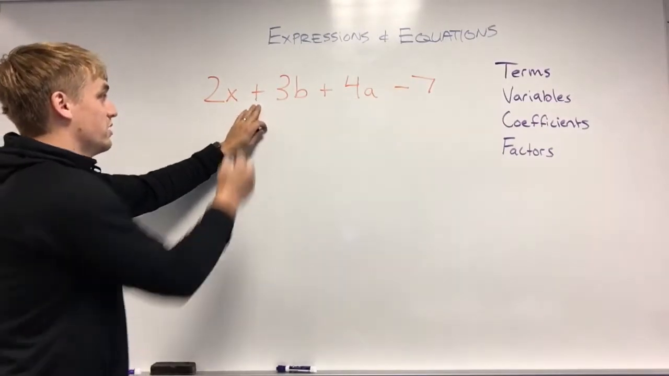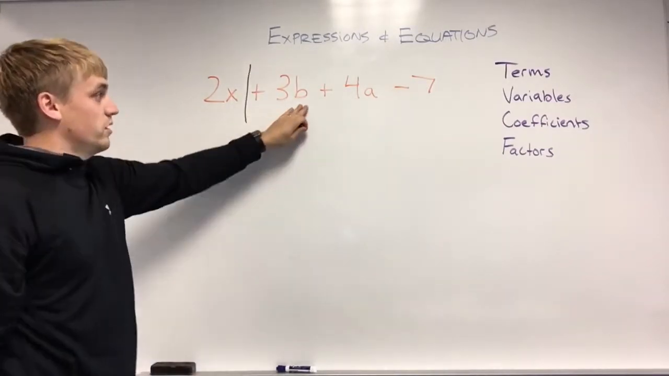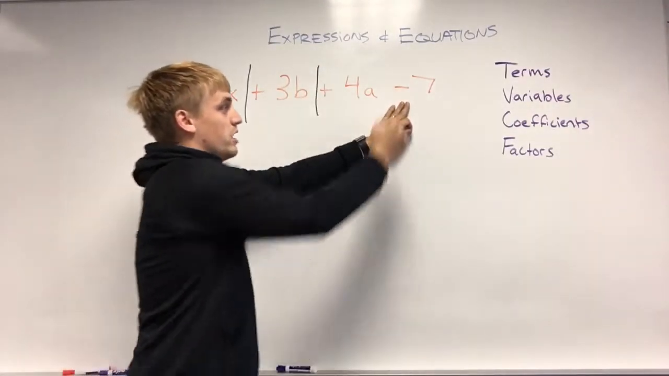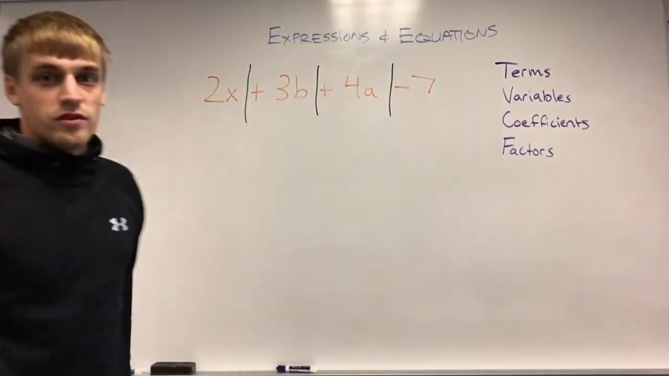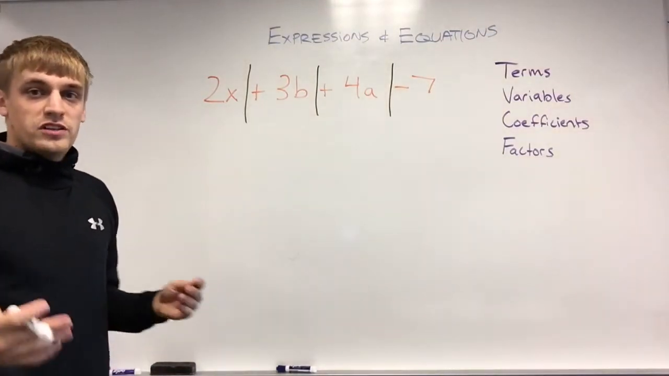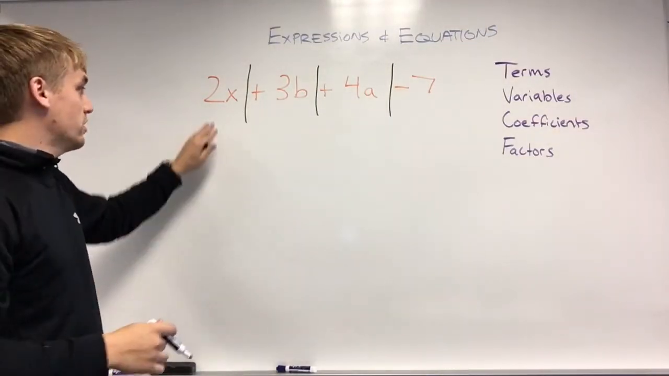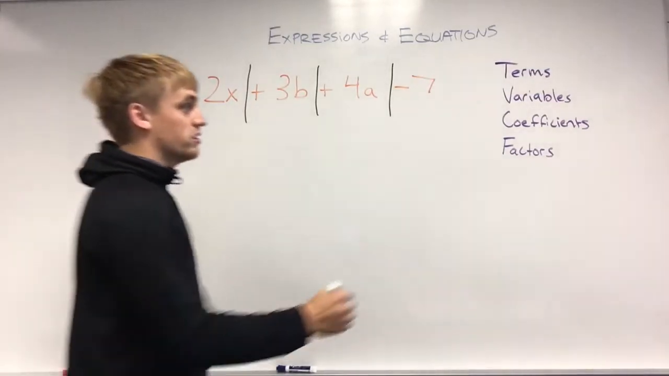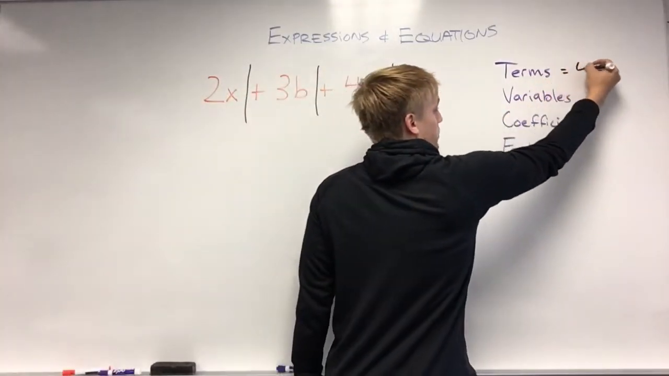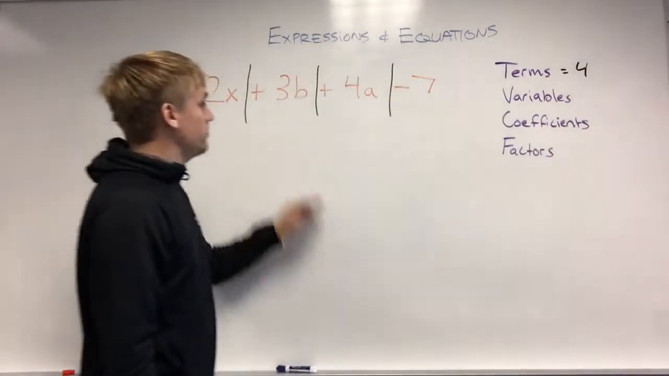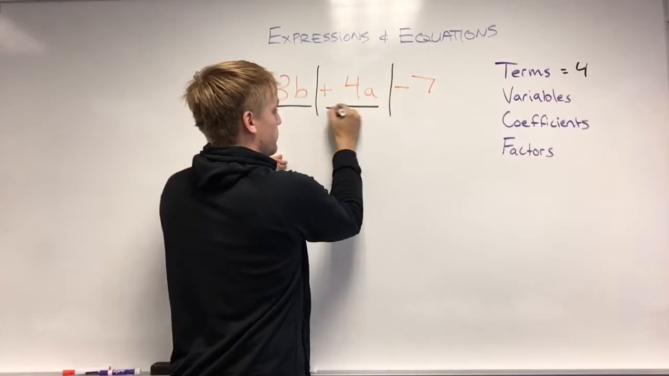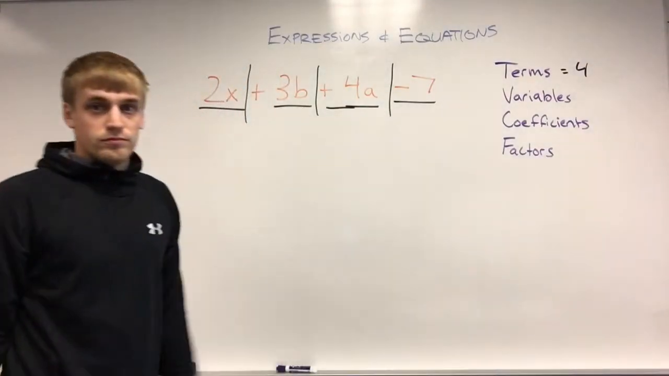So here's a plus sign. I'm going to draw a big line right in front of it. Here's another plus sign. Draw a line in front of it. Here's a minus sign. Draw a line in front of it. Okay? So how many terms are in this expression? There are 1, 2, 3, 4 terms. Okay, so this expression had 4 terms. This is a term, this is a term, this is a term, and this is a term.